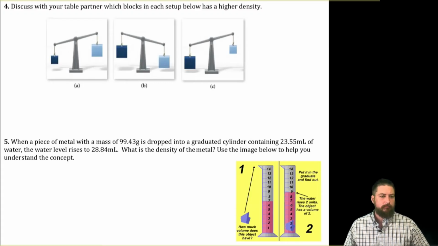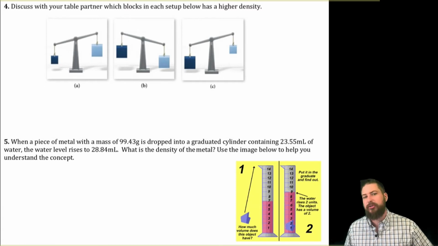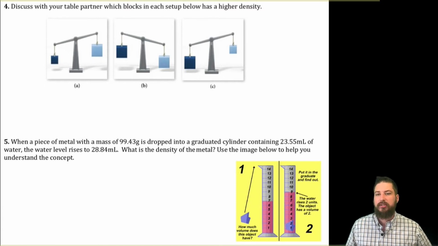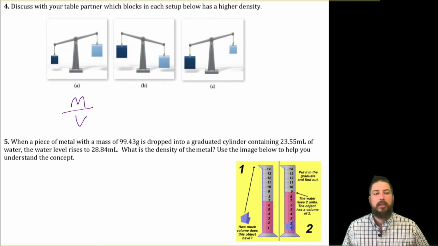Okay. So this says, discuss with your table partner which blocks in each setup below has a higher density. Obviously, you don't have any table partners right now. So go ahead and do this one on your own. I want you to think about the equation for density. So remember, density is mass over volume. So I want you to think about that and determine which block has a greater density. So go ahead and pause the video. Go through it and think about it, and then when you're ready, press play.